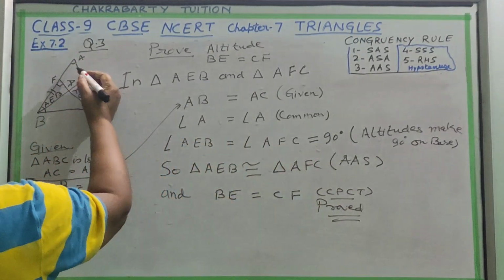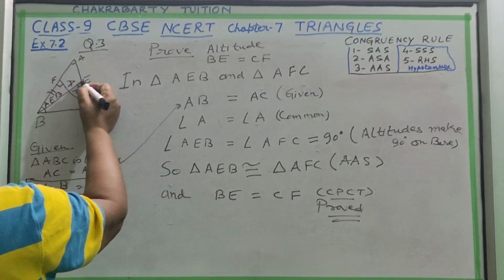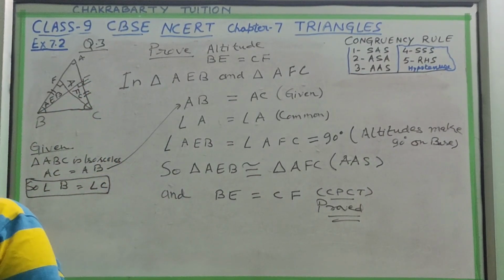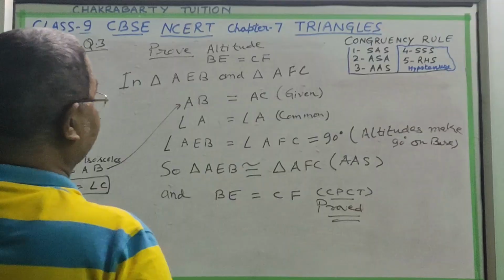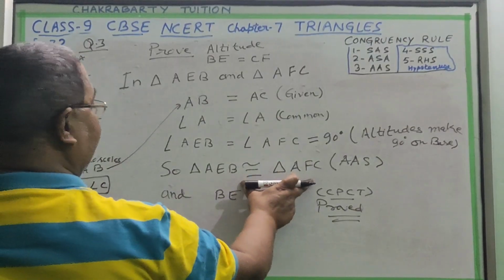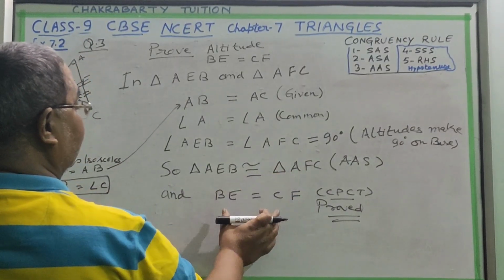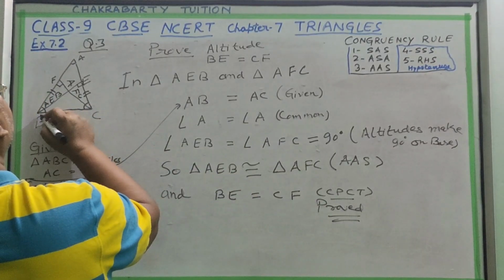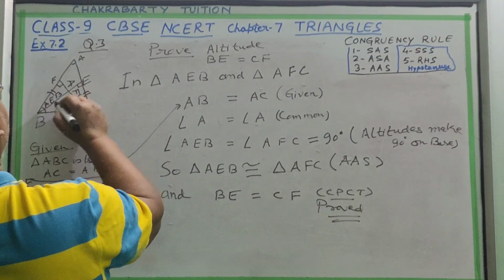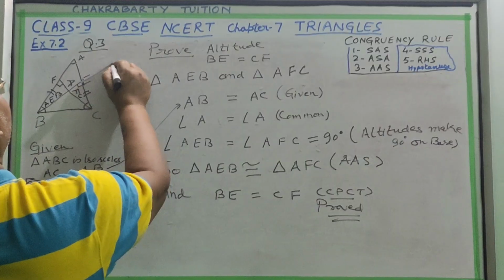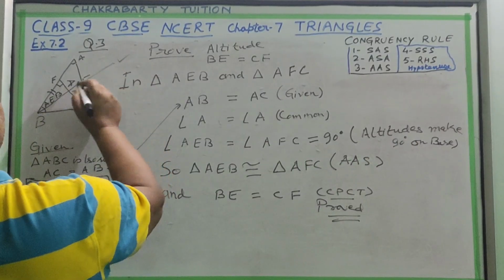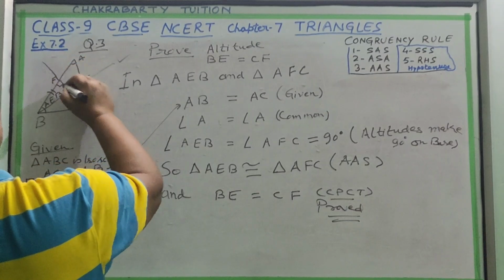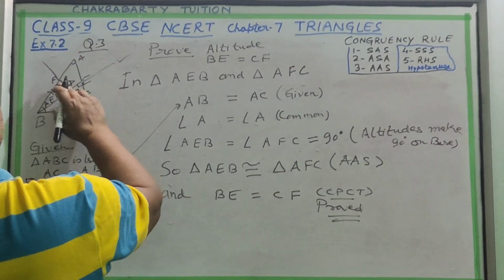So first angle, then this angle, and this side also, angle-side, it is 90 degrees. So this is congruent. So if it is congruent, line BE and CF, this line BE and line CF, we are talking about these lines. So this will be equal.